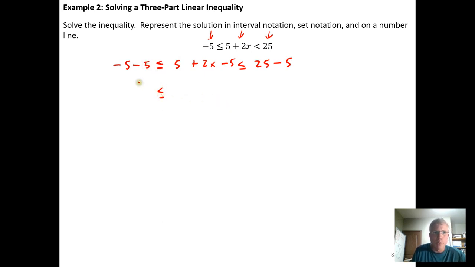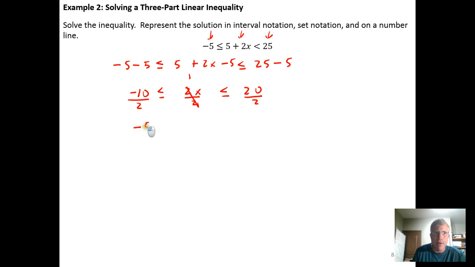So you bring down your work. Minus 5 is negative 10, or minus 10. 5 minus 5 is 0. 0 plus 2x is 2x. And I have less than or equal to 25 minus 5 is 20. And now I have 2x in the center section. I want to isolate a single x in that center section, so I'm going to divide by 2, because 2 divided by 2 is 1, and whatever I do to one section of the three-part inequality, I do to all three sections of the three-part inequality.